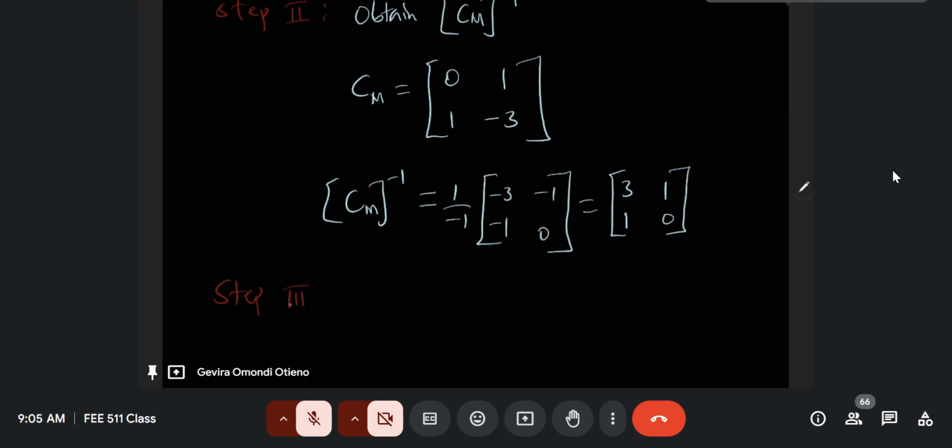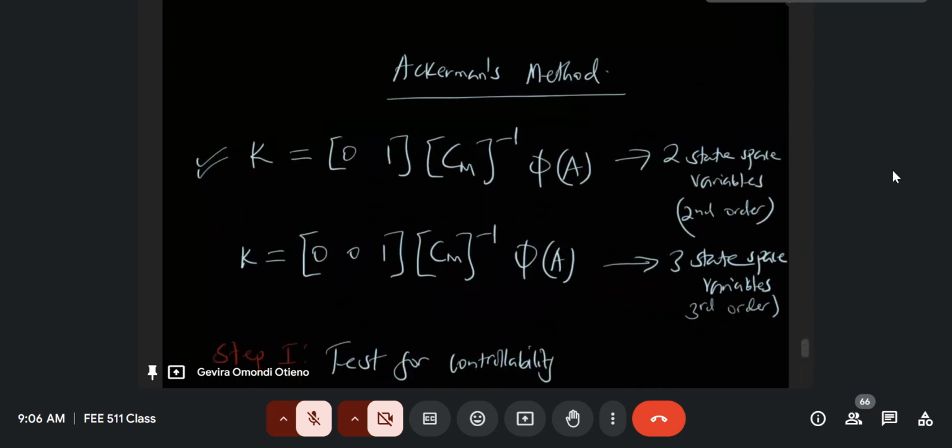Step number 3, you can obtain the inverse the best way you know how. Cramer's rule, I don't know, so many methods exist. You just make sure you obtain the correct inverse of the matrix, whether it's a 2 by 2 or a 3 by 3. If you look at our Ackermann's method, we already have this matrix 0, 1. We already have obtained the inverse of the controllability matrix.